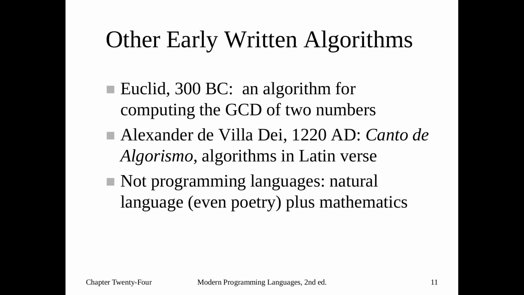So there was, along with what was going on here in both Babylon and Baghdad, Euclid in Greece, who was also working on some interesting things back in 300 BC, which includes how do we find the greatest common divisor. I'm sure we have all learned Euclid's algorithm when we took discrete mathematics, right? But there was also Alexander de Villiers, who in 1220 AD wrote a book on algorithms in Latin verse.